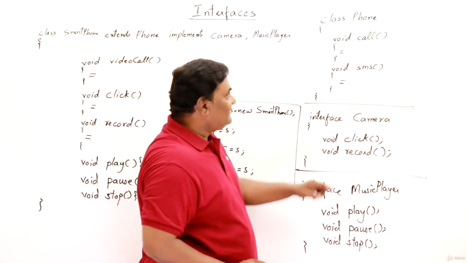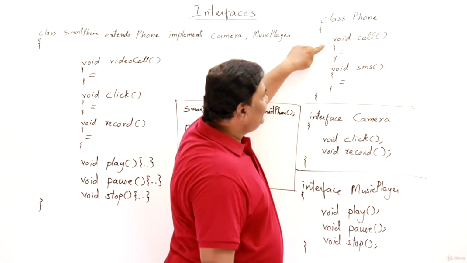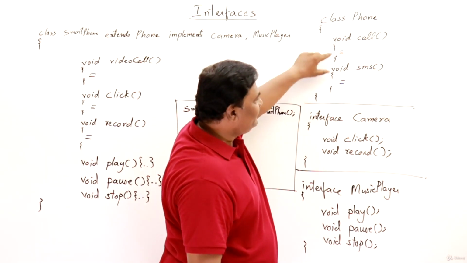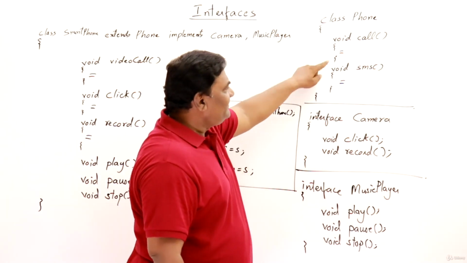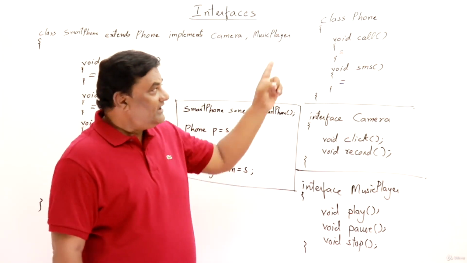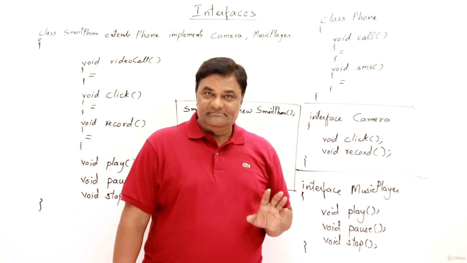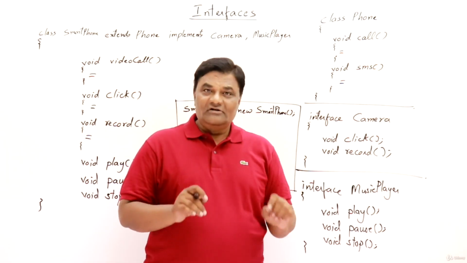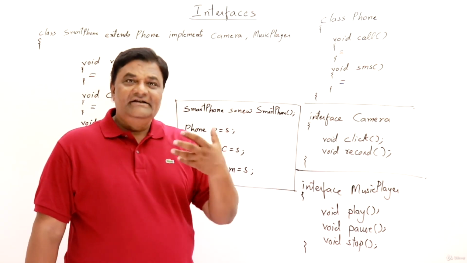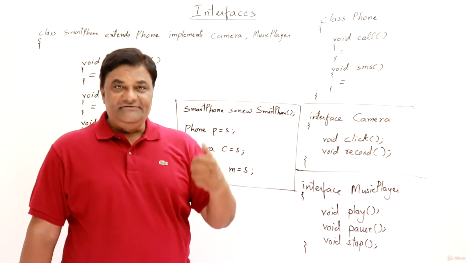So let us look at the class. Class Phone has two methods, one is call, another one is SMS. Two methods are there, right? And both the methods have their body, so these are concrete methods. So the class is a concrete class, which means it's not abstract, its object can be created, and it's capable of inheriting everything to its derived class.